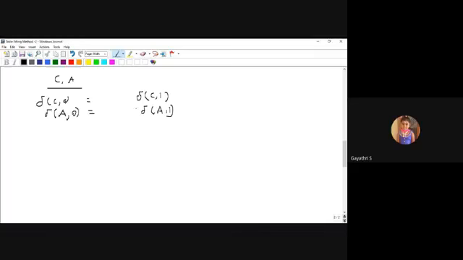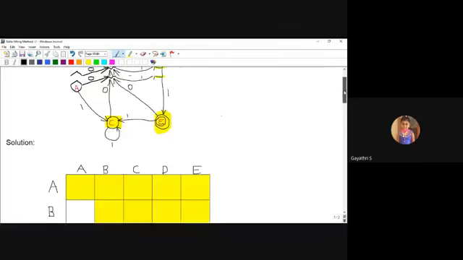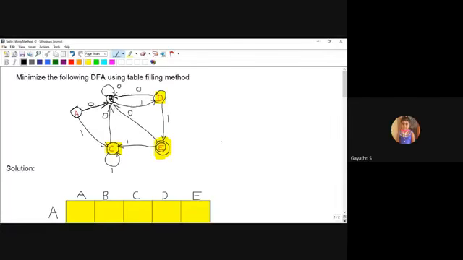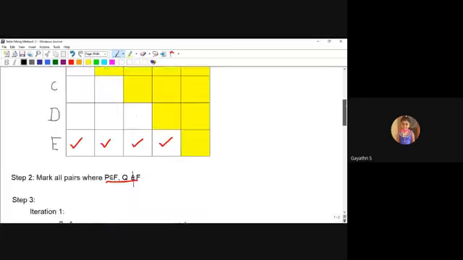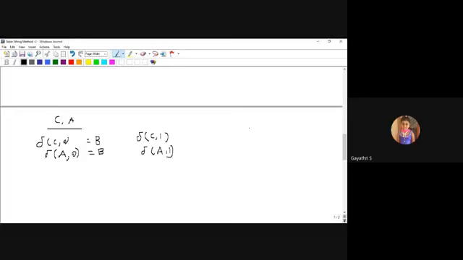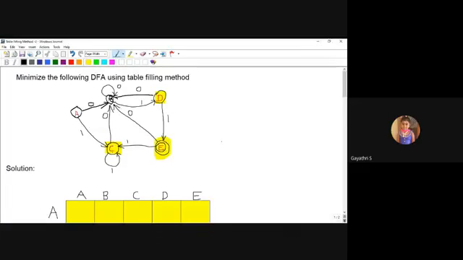Based on your diagram, del of C comma 0 moves to the state B. Let me check. C comma 0 is B, and A comma 0 is also B. So B. Del of C comma 1 is C only, and del of A comma 1 is also C only.